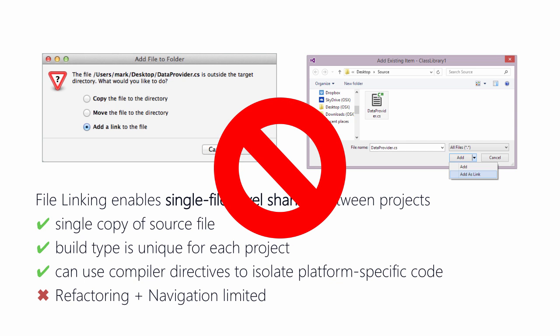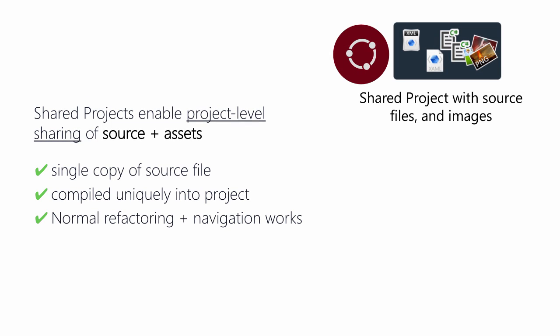Shared projects, sometimes referred to as shared application projects, were added into Visual Studio 2013 Update 2 and Xamarin Studio 5. They allow you to define a specific project type where the intent is to actually share all of the files in that project with other projects.